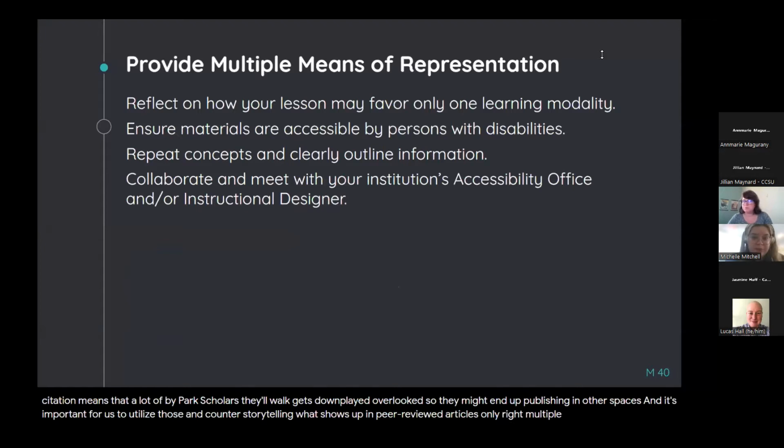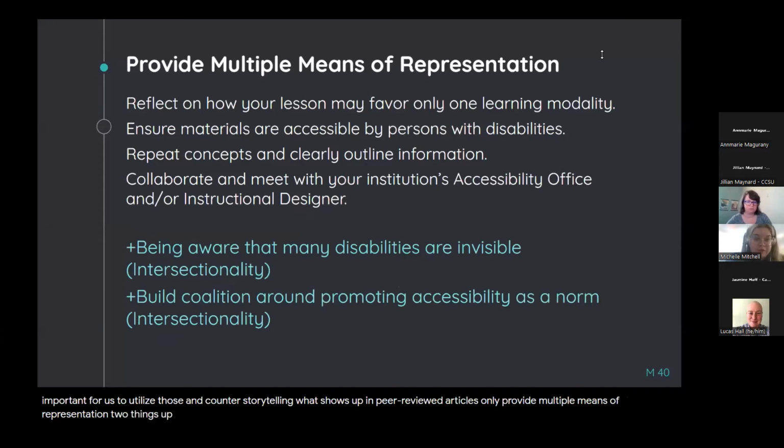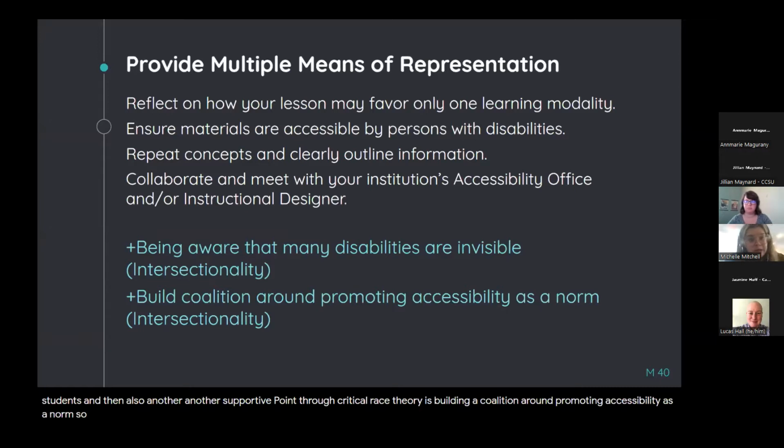Provide multiple means of representation. Two things that uplift this inclusive pedagogy practice is that we're being aware of many disabilities that are invisible. So even if we can't see it, it's important that we just provide those means of representation for our students. And then also another supportive point through critical race theory is building a coalition around promoting accessibility as a norm. So receiving training and then just including these practices into our sessions right from the bat.